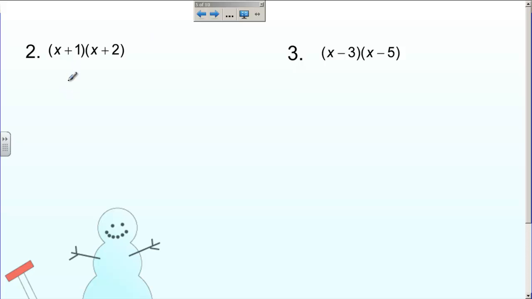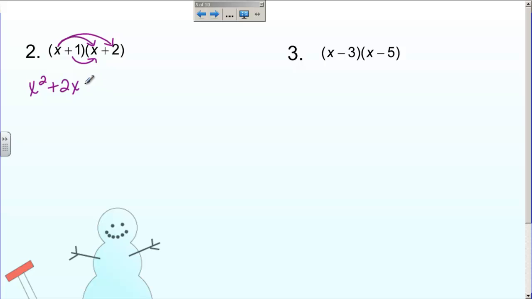We're going to have to take this x and distribute it over here to this set of parentheses, and then we're going to have to take this 1 and distribute it to everything in here. So you see we're going to be distributing twice. I'm going to draw arrows so you can follow me. We take this x and distribute it to this x. So x times x is x squared, and then x times 2 is 2x. So I've distributed once.